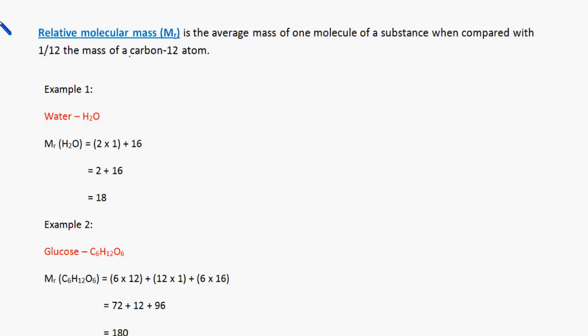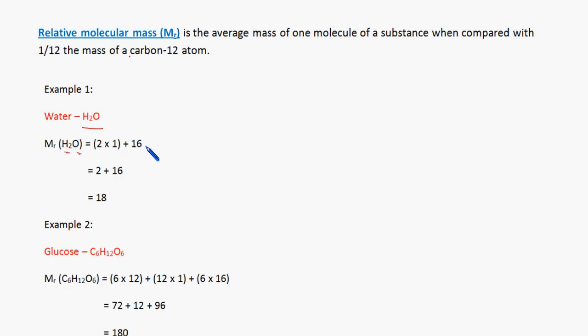The next definition we need to look at is relative molecular mass. Relative molecular mass is the average mass of one molecule of a substance when compared with 1/12 the mass of a carbon-12 atom. Now, in this first example we have water. The formula for water is H2O, and if we wanted to get the relative molecular mass, what we will do is add up the masses of the actual atoms within the molecule. So we have 2 hydrogen and we have 1 oxygen.